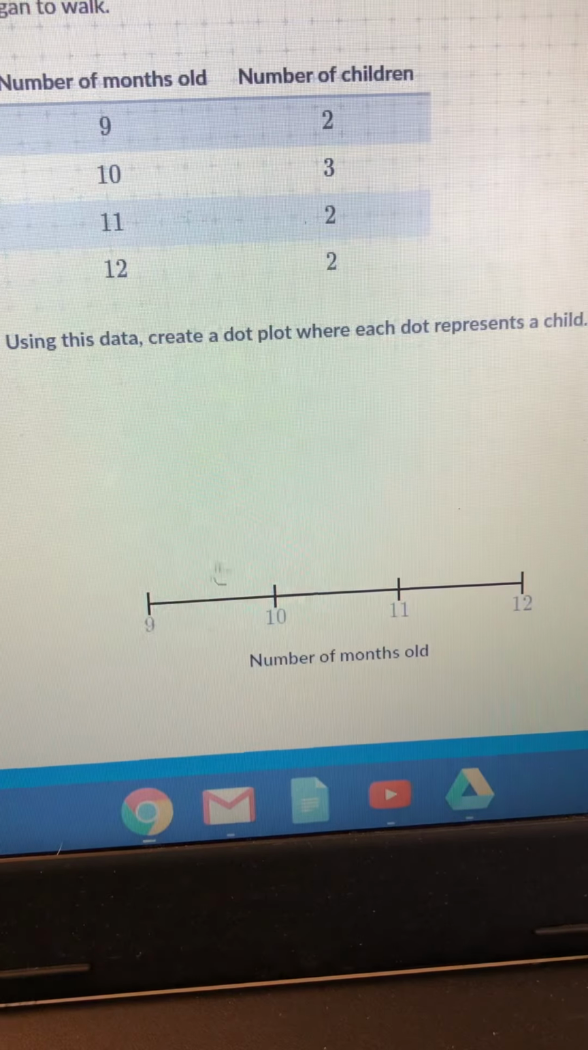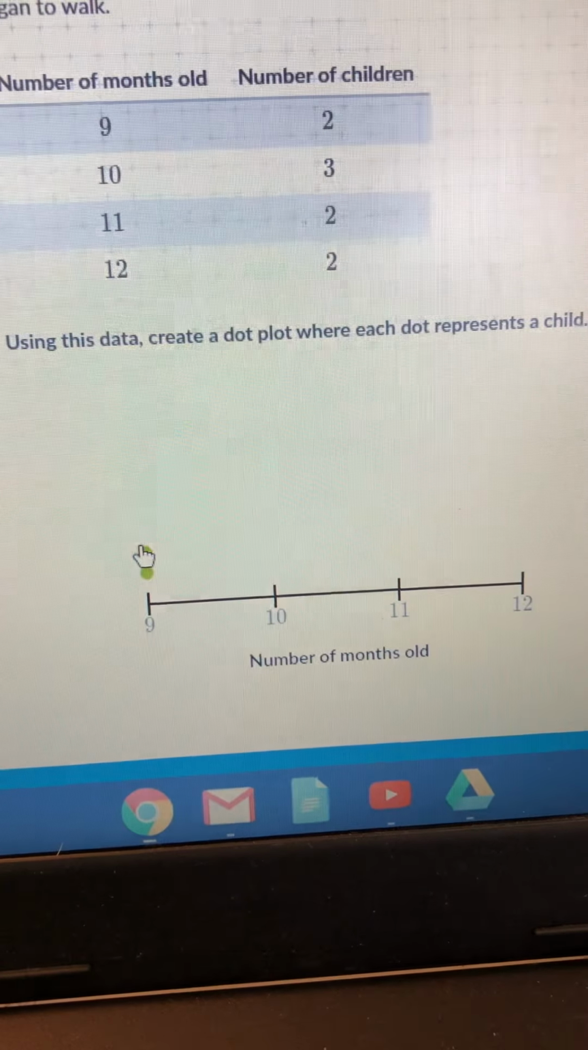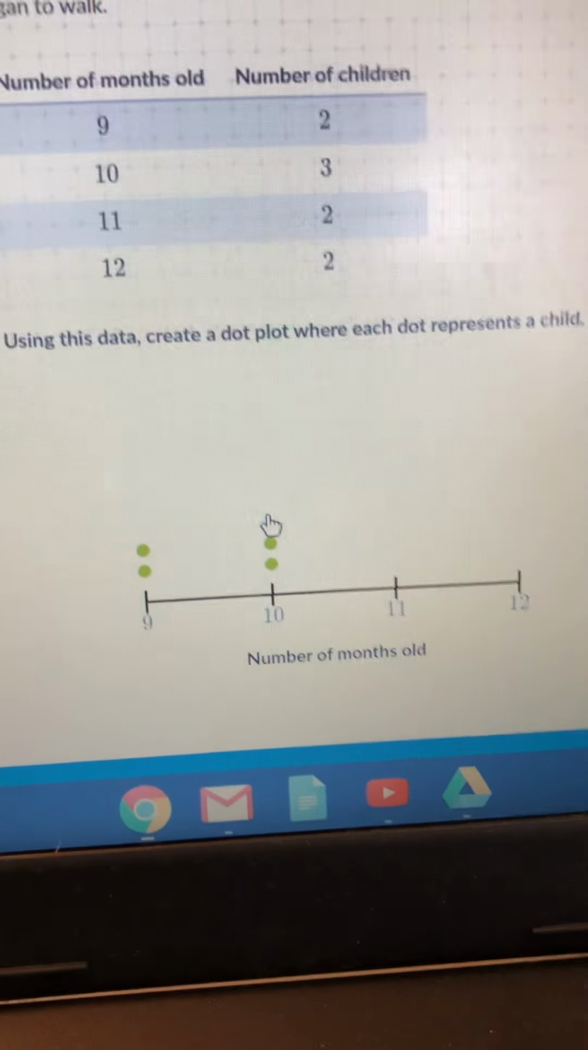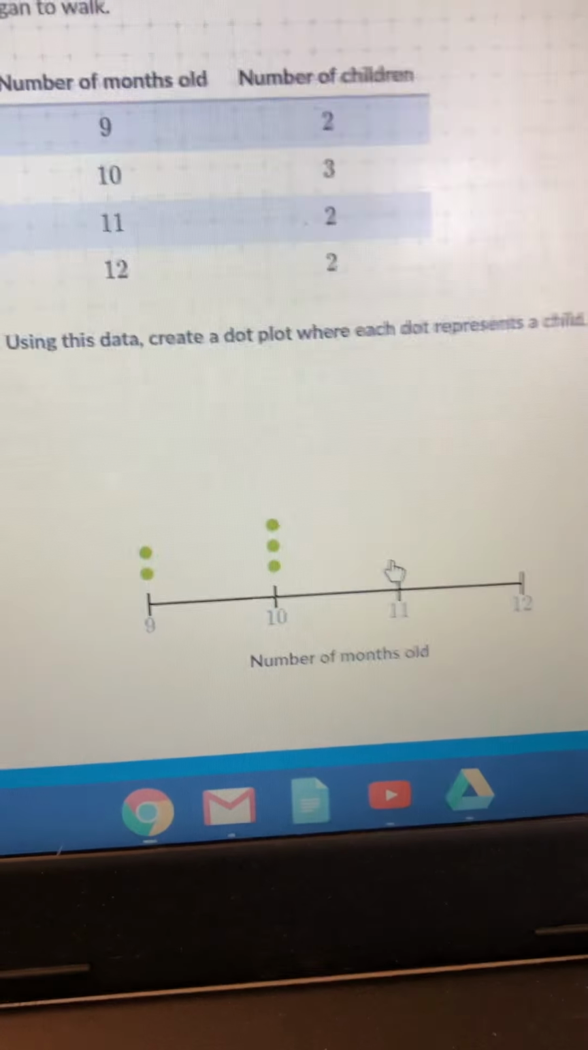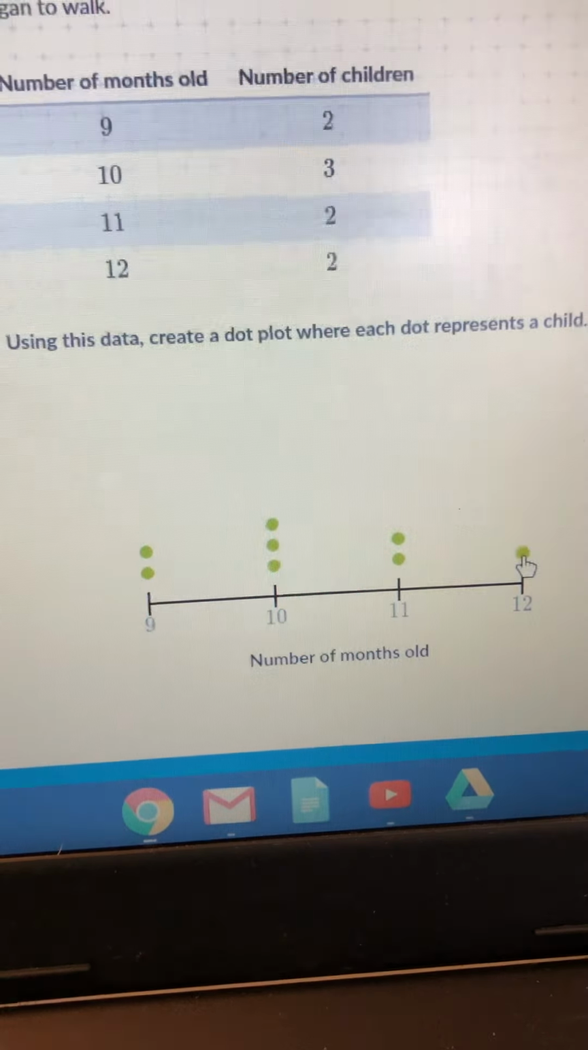All right, so this is months, number of months old. Notice the label. I need 2 dots above the 9 months. So I just click twice. I need 3 dots above the 10. So I'm gonna click 3 times. We'll make my dot plot. 2 dots above the 11. So I'm gonna click 2 times. And then 2 dots above the 12. And I can double check. I know Jimmy had 9 children, so I should have 9 dots down here, okay? So 2 plus 3 is 5, 6, 7, 8, 9. I have 9 of Jimmy's children and when they started walking.